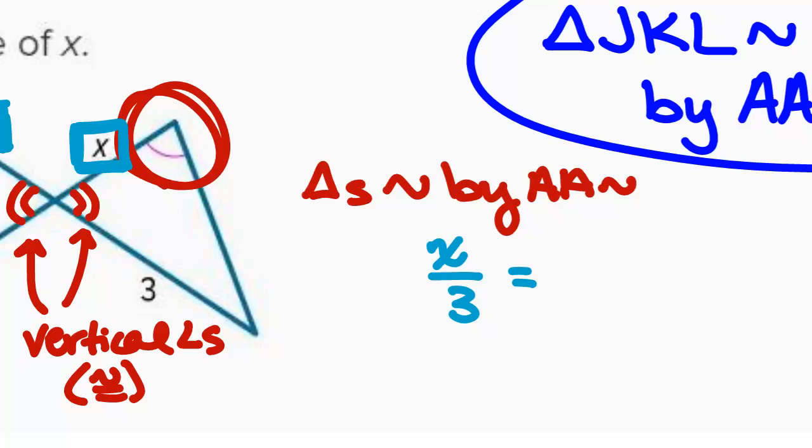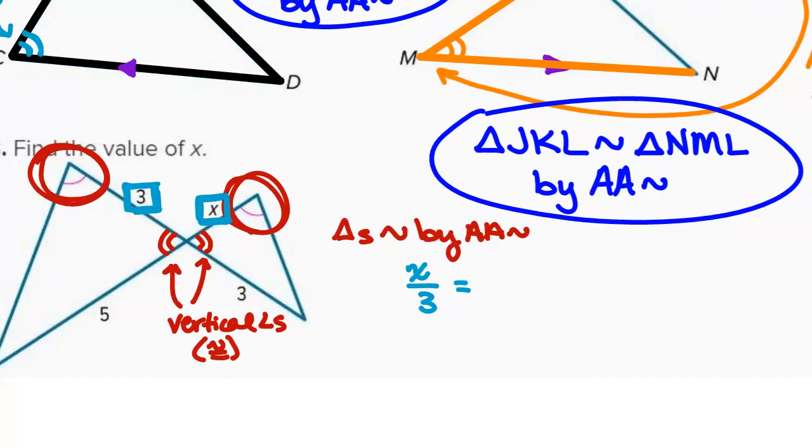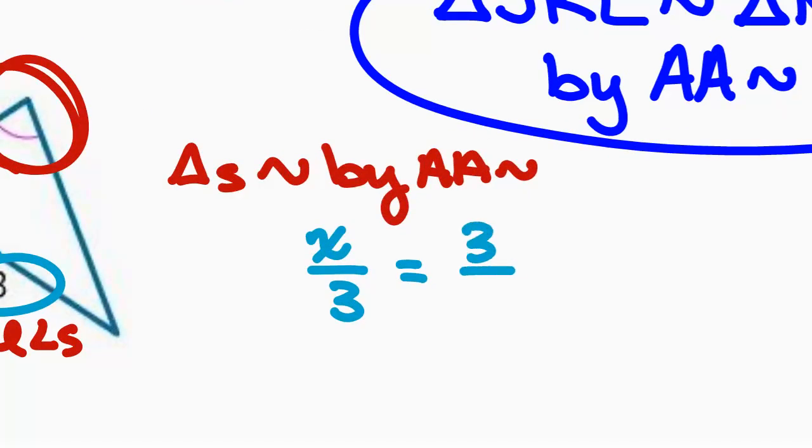And so that means that 3 and 5 have to form a fraction together. Those are corresponding sides between the two triangles. Which one's going to go on top, the 3 or the 5? The 3 has to go on top because x from that same triangle is on the top of this fraction here. So I would have 3 over 5 for my second fraction. 3 over 5.